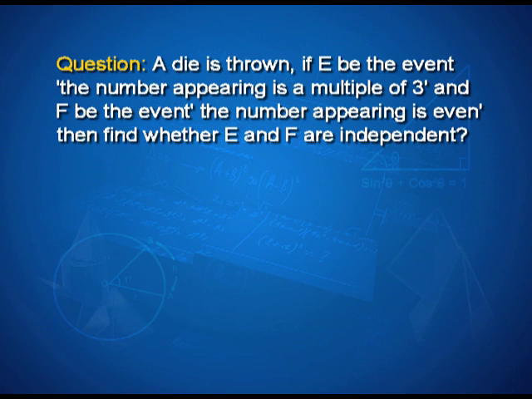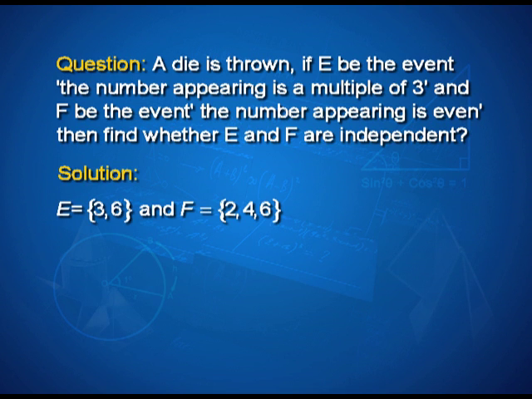Let us consider an application of what we have discussed just now. The problem says that a die is thrown. If E be the event, number appearing is a multiple of 3, F the number appearing is even, then find whether E and F are independent. So, if we start with the event E in the roster form, number appearing is a multiple of 3. So, 3 and 6. F number appearing is even. So, 2, 4, 6 are favorable for F.